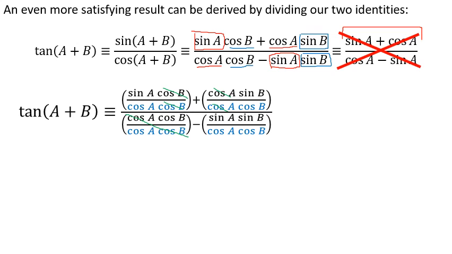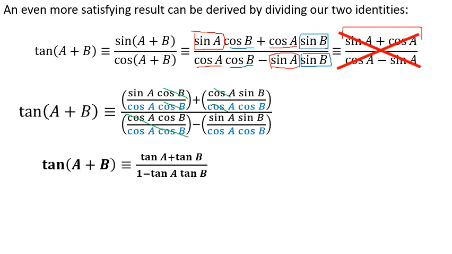Sine A over cos A does exactly what we wanted it to do. Sine B over cos B does what we wanted it to do. And you end up with this elegant result: the sum of the two tans on the top, and then 1 minus the product of the two on the bottom.